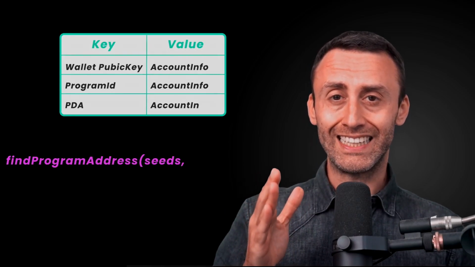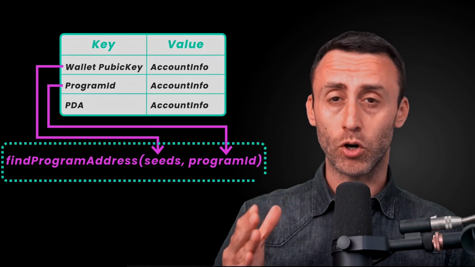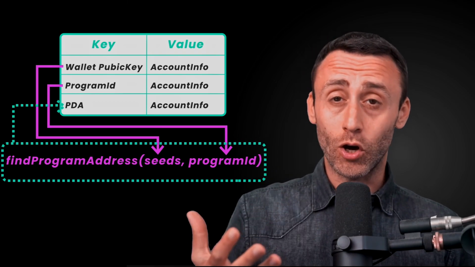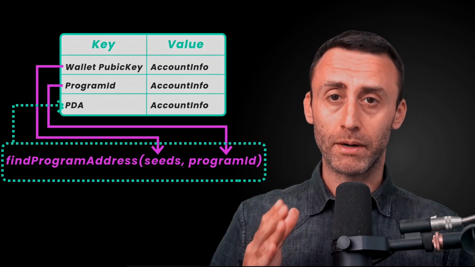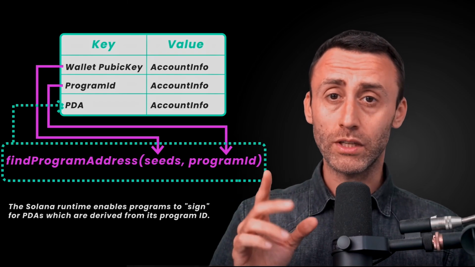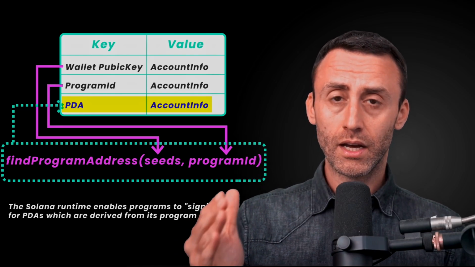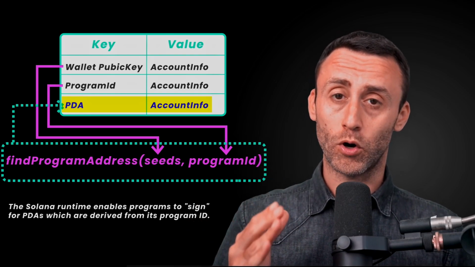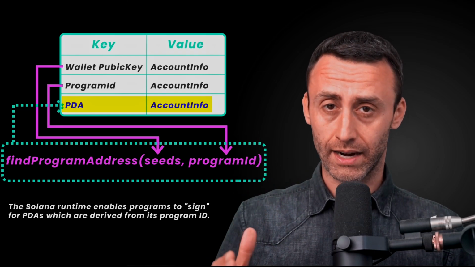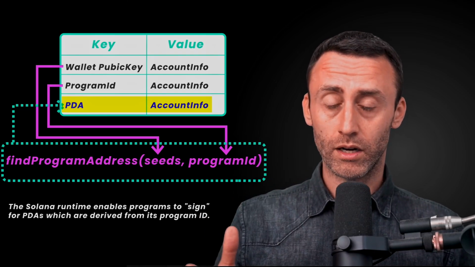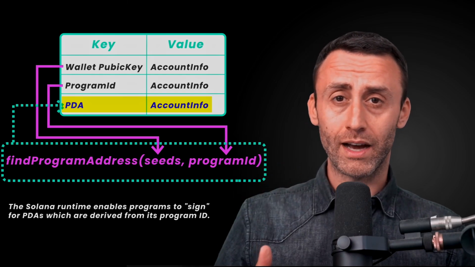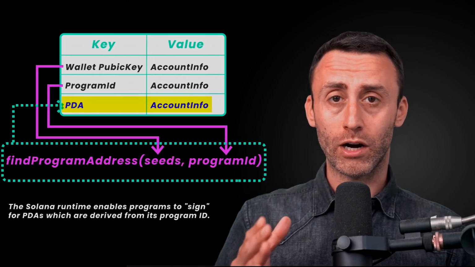A PDA is a special kind of Solana address that is derived from a set of seeds and a program ID. What makes it special? It has no private key. It can only be signed by the program that created it, and it allows a program to control an account without needing external credentials. Think of it as a secure vault your program can access, but no one else can. You will see PDAs used everywhere to store NFT metadata, user profiles, escrow accounts, anything a program needs to own and manage.